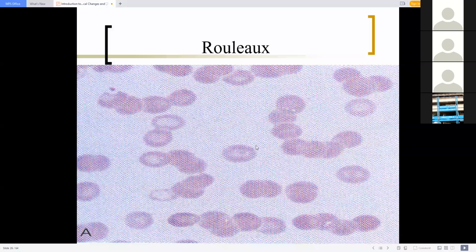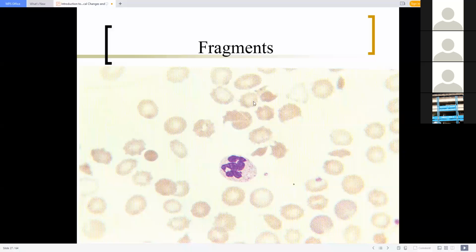These are fragments. You can see fragmented red cells, all sorts of strange shapes of red cells, looking like they've been fragmented. They have these spicules, and these are the schistocytes. This is a neutrophil, all right? So these are schistocytes, these fragmented cells, all right?